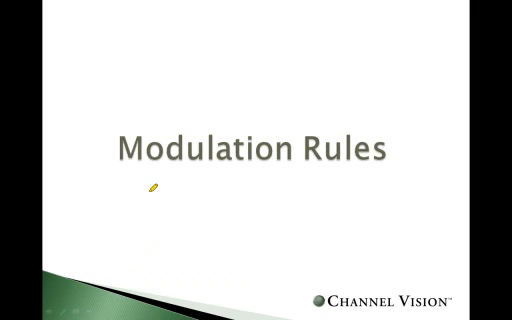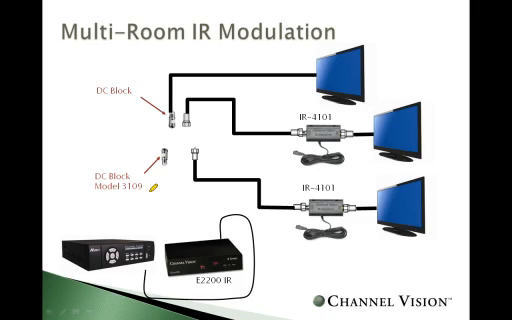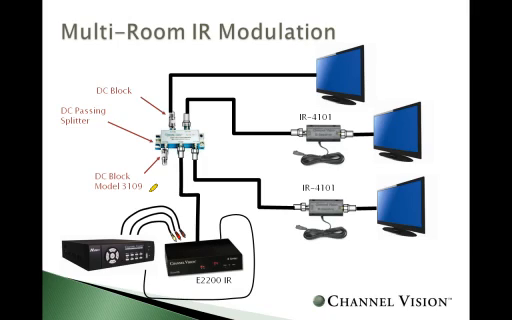Now, there are 2 rules essentially that we want to state with you when we're talking about modulation itself. The first is if you're doing a multi-room modulation system using an IR system. The first thing is going to be one of the most important. If you're connecting your modulator, you need to make sure that you have a DC passing splitter. When utilizing an IR system, you need to have a DC or IR passing splitter in place to be able to control your equipment.